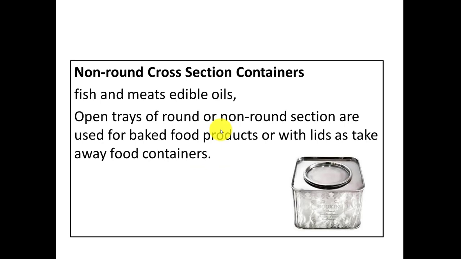There are some non-round cans also that are used in the packaging of food, especially for fish, meats, edible oils. Open trays of round or non-round sections are used for baked food products, or with lids as take-away food containers. Sometimes our purpose is just pouring and sometimes we have the purpose to empty the can. Sometimes our purpose is to take away the food. So accordingly the aperture or the top lid will be decided. But you have to mainly deal with the round type of cans.